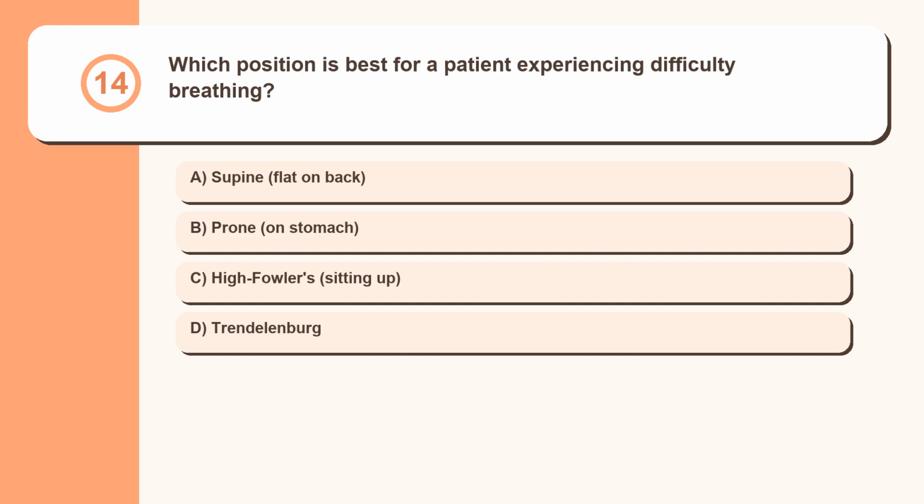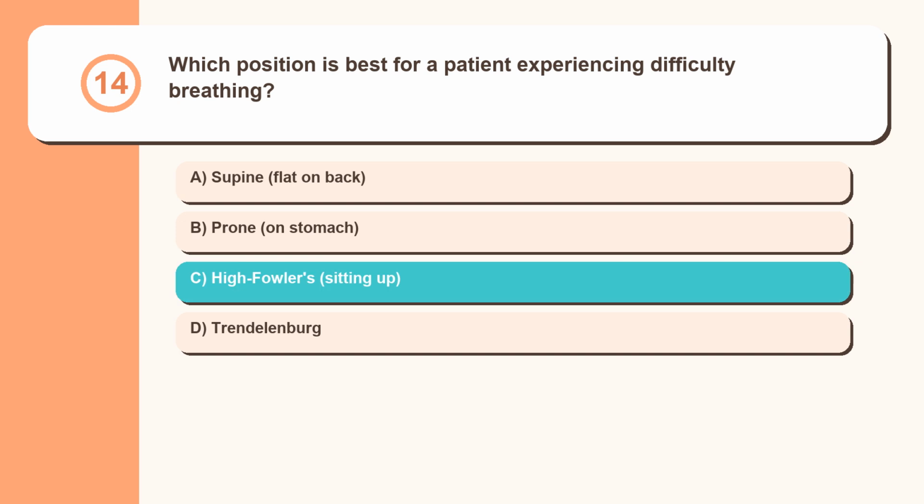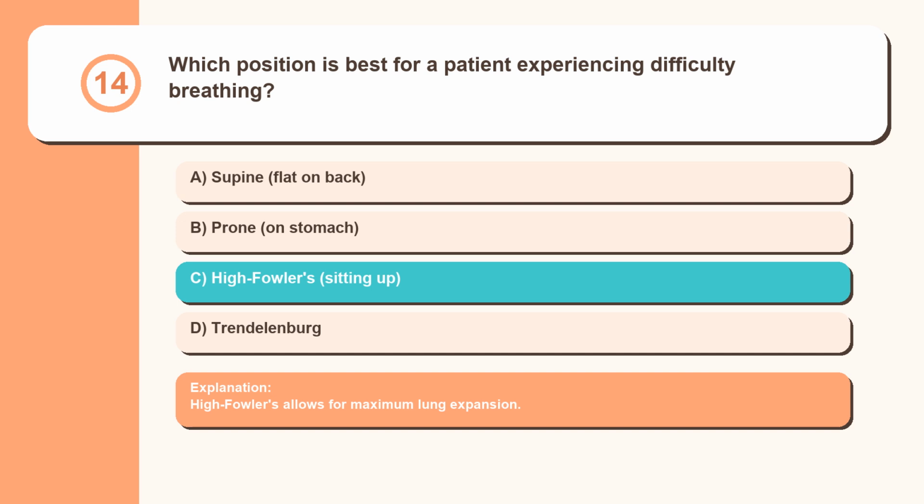Question 14. Which position is best for a patient experiencing difficulty breathing? Supine, flat on back. Prone, on stomach. High Fowler's, sitting up. Trendelenburg. High Fowler's allows for maximum lung expansion.